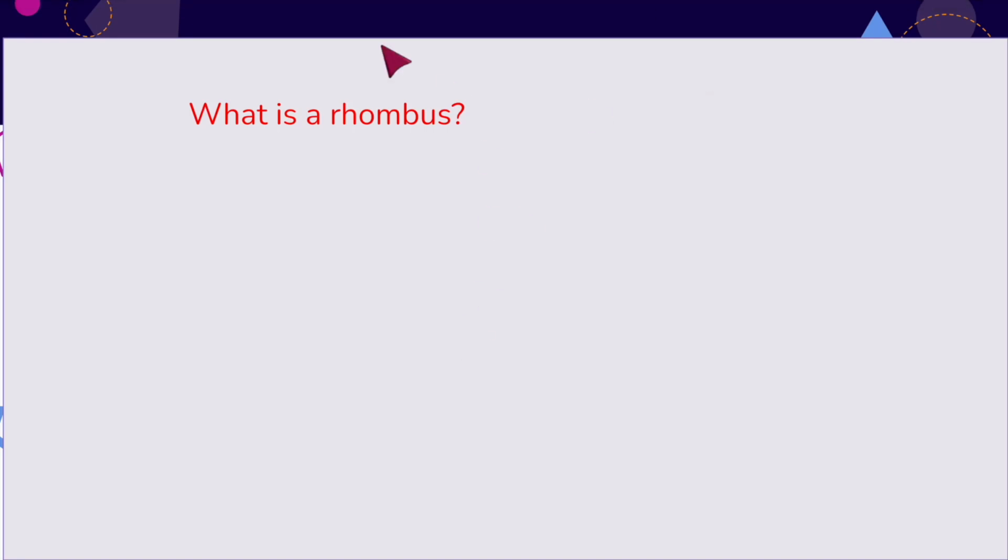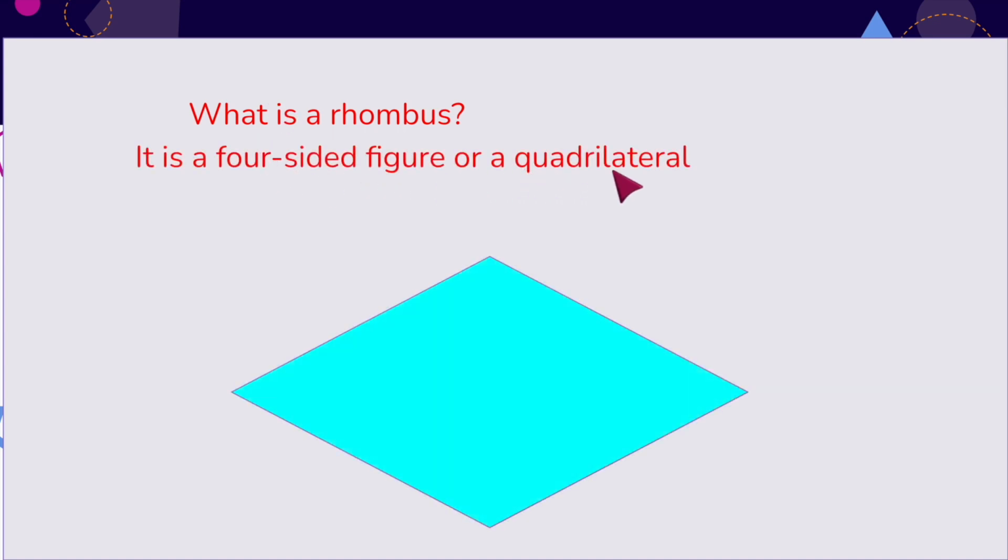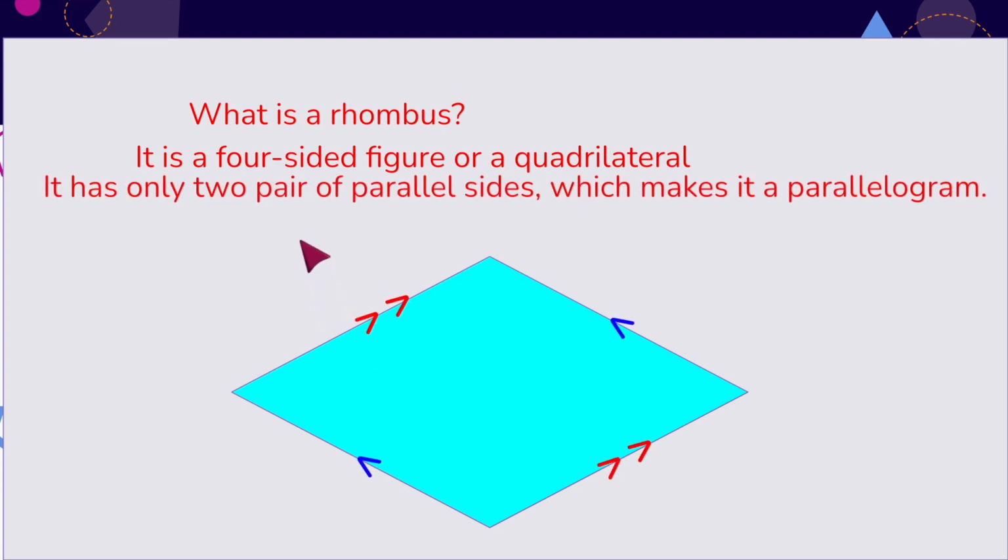Alright, so in this video we're going to take a look at what a rhombus is and how to calculate the area of a rhombus. So what is a rhombus? It is a four-sided figure, or a quadrilateral, and it has two pairs of parallel sides because it's a parallelogram. So it is a special parallelogram.